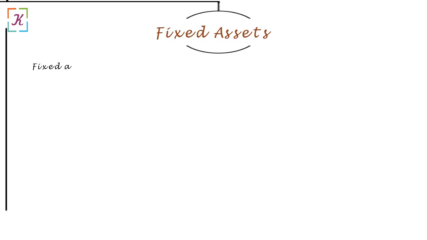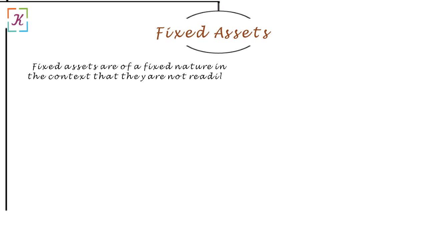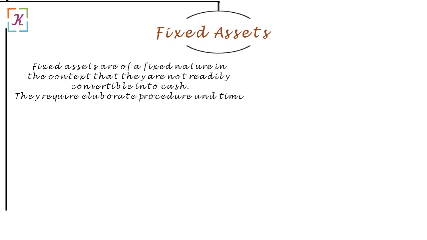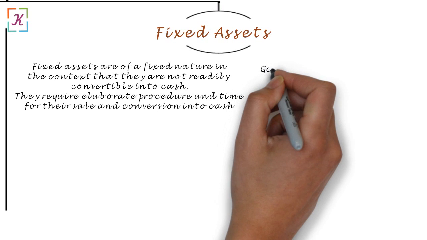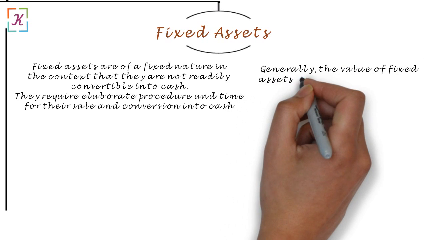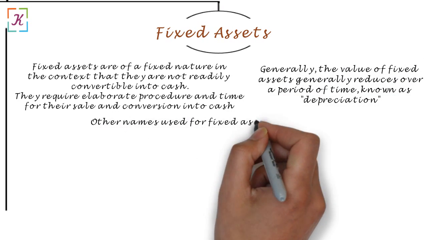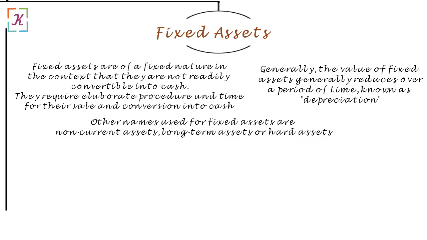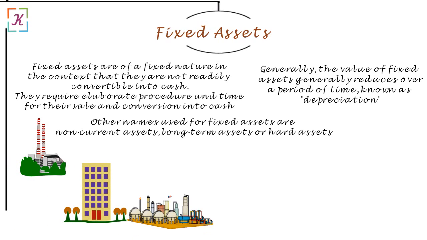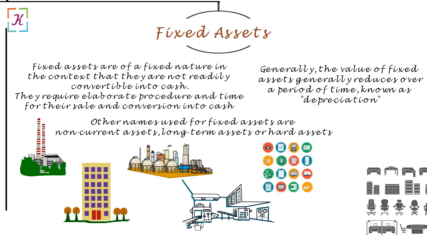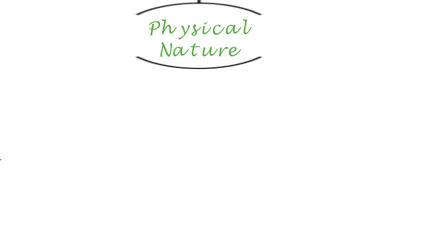Fixed assets. Fixed assets are of a fixed nature in the context that they are not readily convertible into cash. They require elaborate procedure and time for their sale and conversion into cash. Generally, the value of fixed assets decreases over a period of time, known as depreciation. Other names used for fixed assets are non-current assets, long-term assets or hard assets. Land, building, plant, machinery, equipment and furniture are some examples of fixed assets.